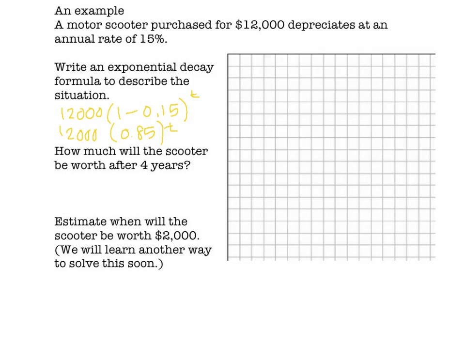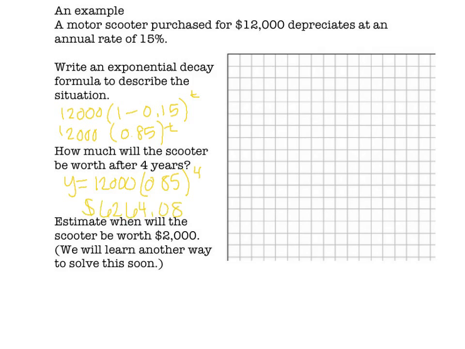So the first question, how much would it be worth after 4 years? All I need to do here is plug 4 into t. So my time t is going to be 4 years after we purchased it. So y is equal to 12,000 times 85/100th raised to the 4th power. And when I do that math, I get $6,264.08. So after 4 years, that will be the value.